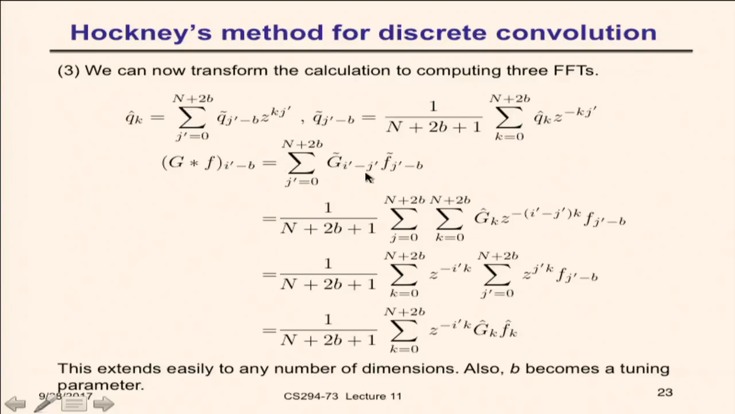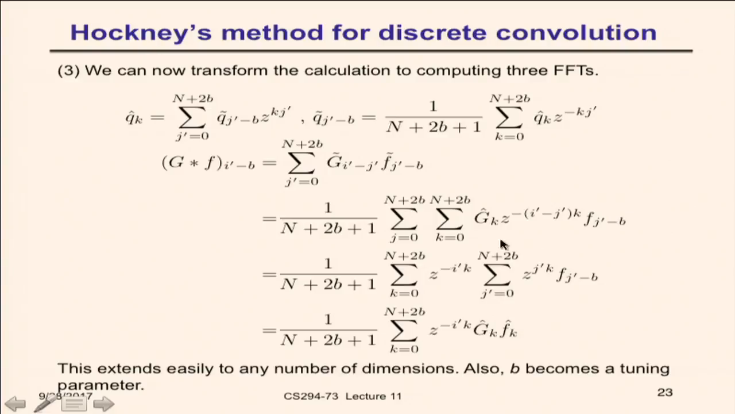Well, it's the sum from J prime equal to 0 of G tilde of I prime minus J prime. So the minus B's and the I's and the J's cancel, and F of J prime minus B. Now I go down here and I say, well, G is a periodic array on the bigger interval. I can replace it by the inverse transform of its forward transform. So G of I minus J is the sum over K of Z to the minus I prime minus J prime K, times G hat of K.